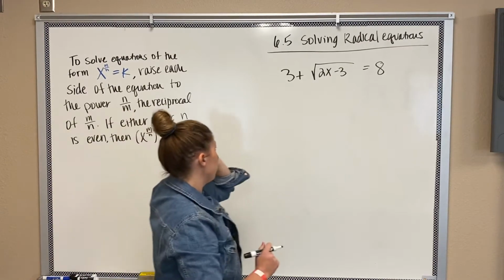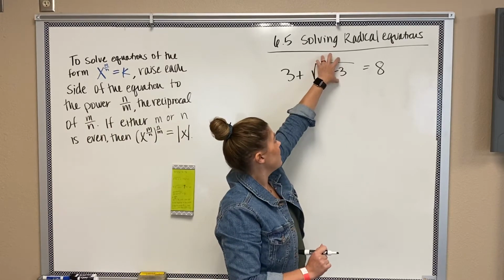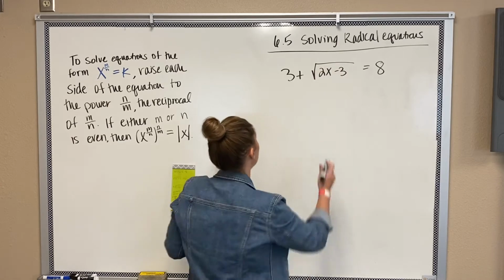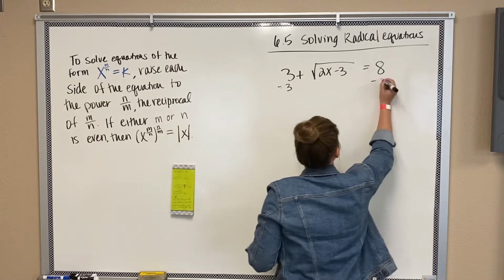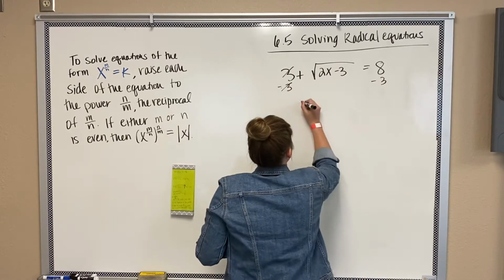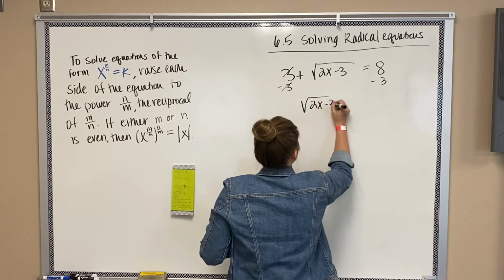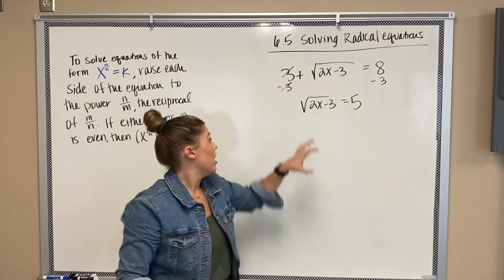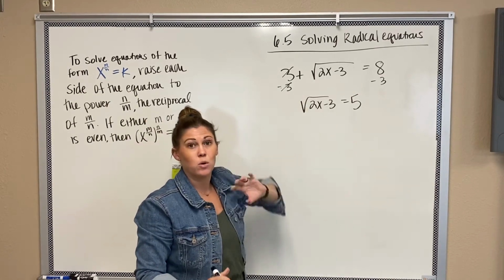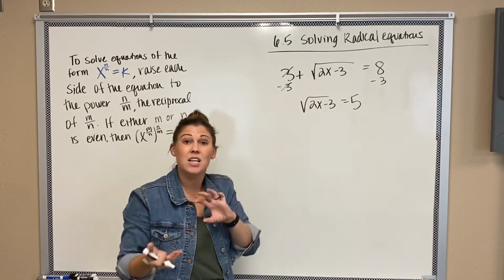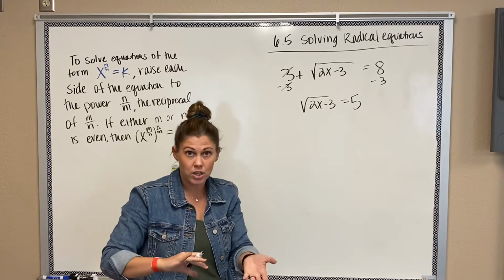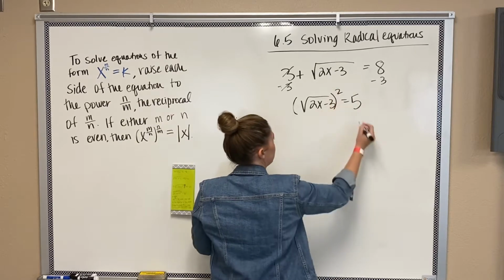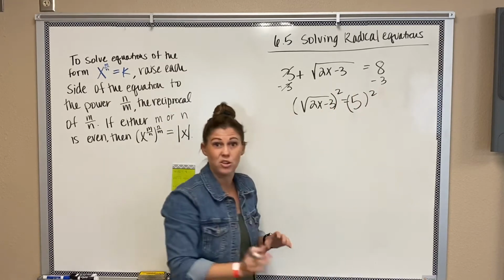So think of this as a variable. What's on the same side of this is this 3. We've got to move it over. We want to isolate this, so moving the 3 over, we subtract 3 from both sides. We get the square root of 2x minus 3 is equal to 8 minus 3, which is 5. Our radical is isolated, so we want to undo that. To undo the square root, we have to square it. So we're going to take the square of both sides. What we do to one side, we have to do to the other.